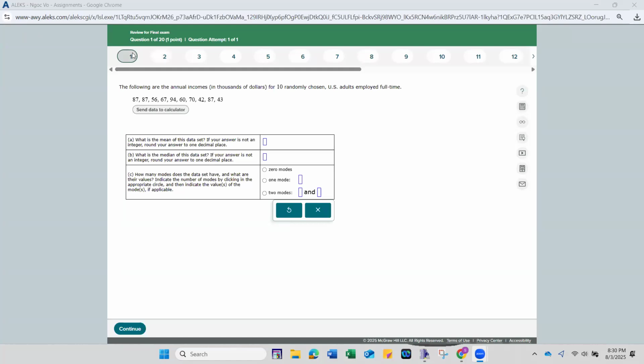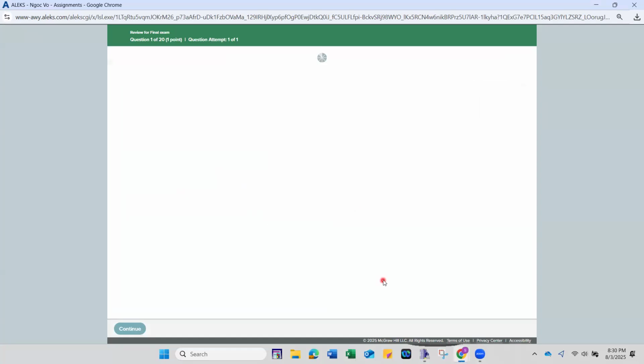Question number 1 is about finding the mean, median and mode of the data set. In order to find the mean, median and mode using the formula and rule, let's look at the explanation which you can see on the right side menu bar. So I'm going to click on this explanation right here.